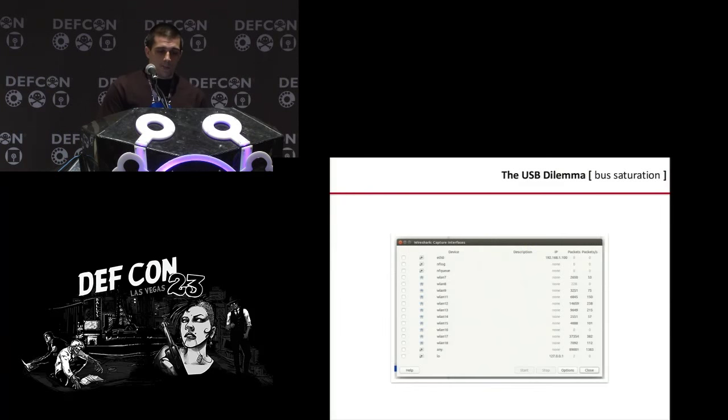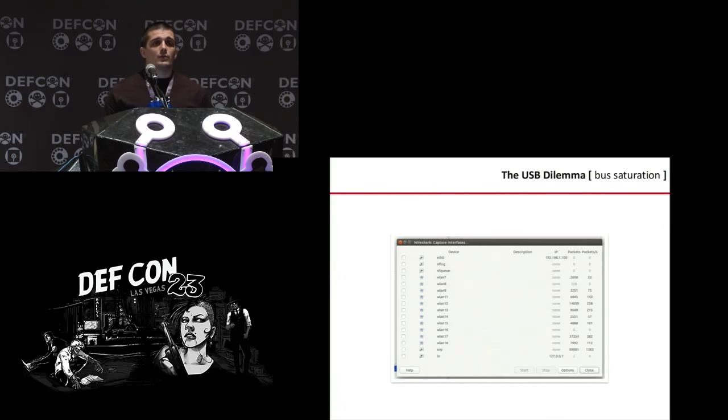As I was showing before, as we can see here, I'm not able to show you with the laser, but wireless interface number 16 says zero packets. That is a problem of bus saturation. We are not receiving any frames from that interface, but the interface is working.